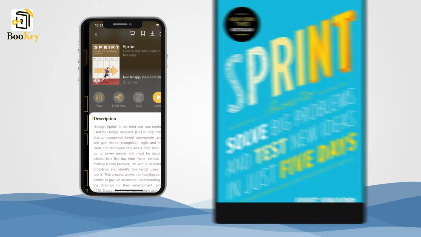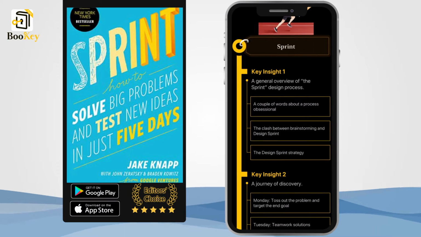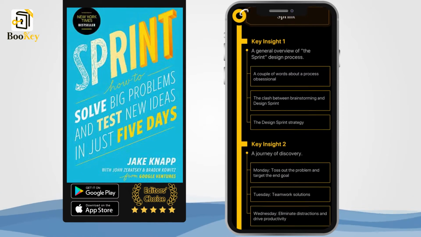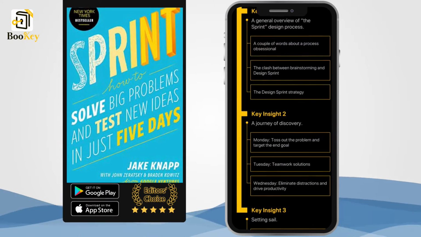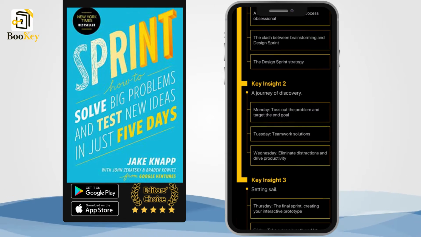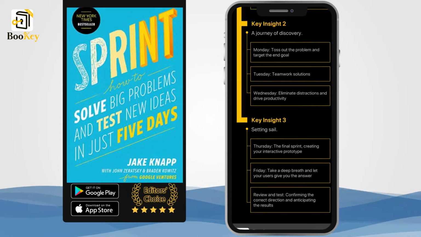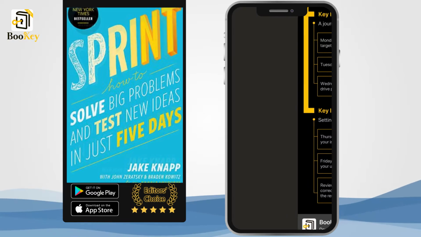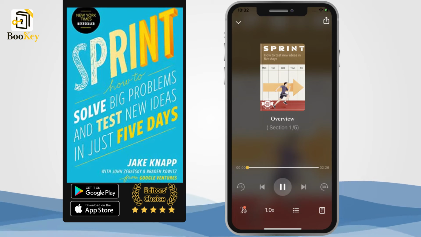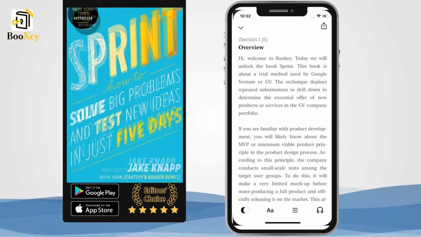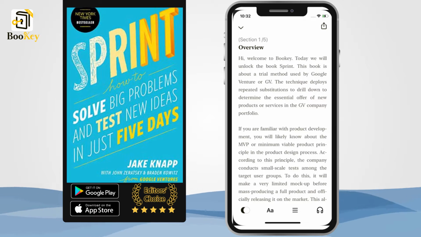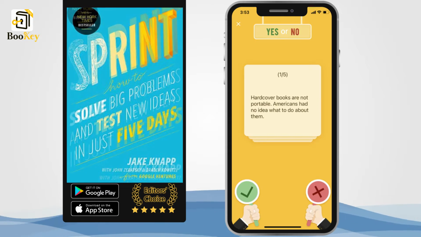This book is about a trial method used by Google Ventures, or GV. The technique deploys repeated substitutions to drill down to determine the essential offer of new products or services in the GV company portfolio. If you are familiar with product development, you will likely know about the MVP, or minimum viable product principle in the product design process.